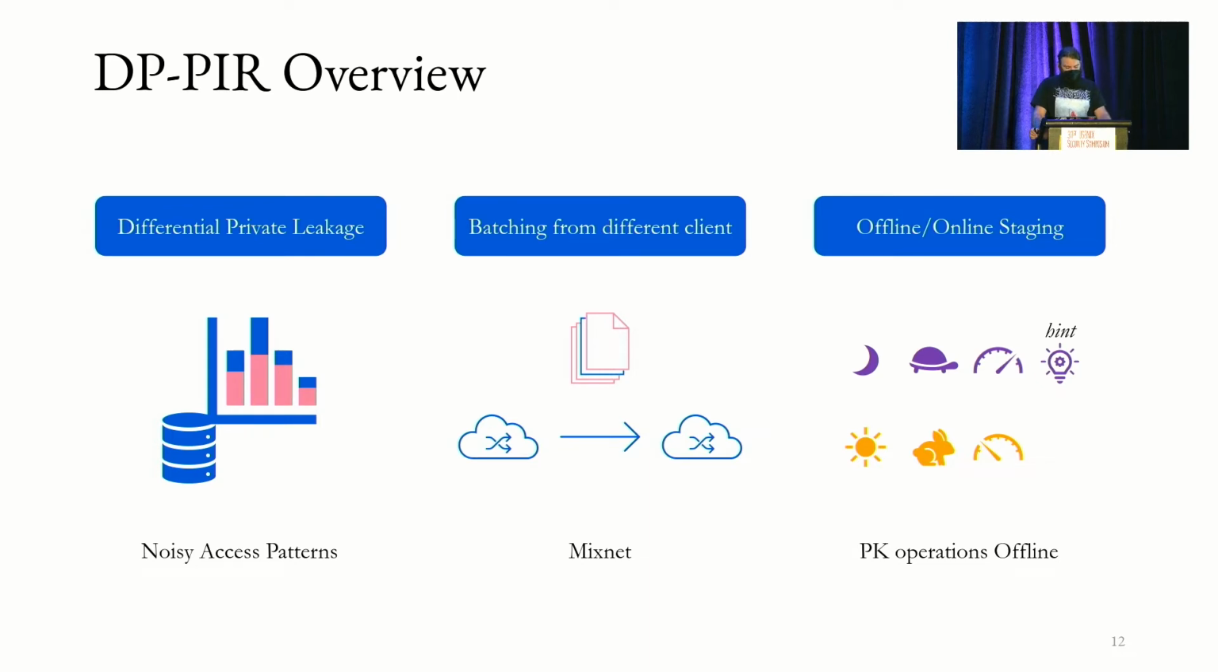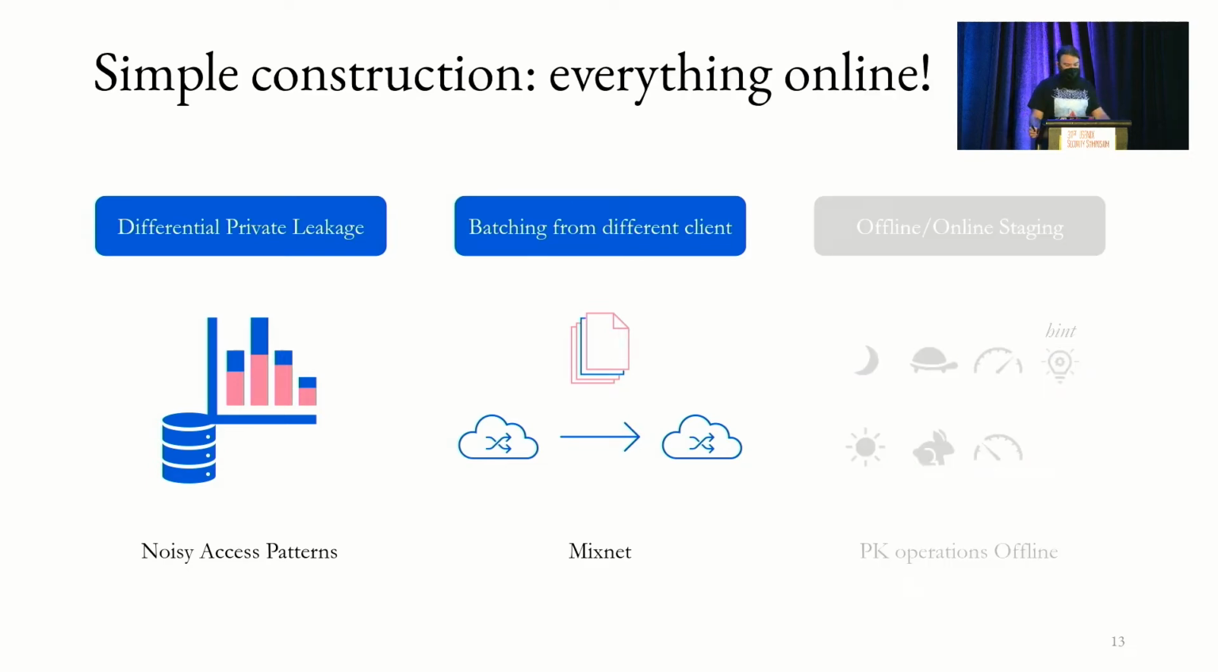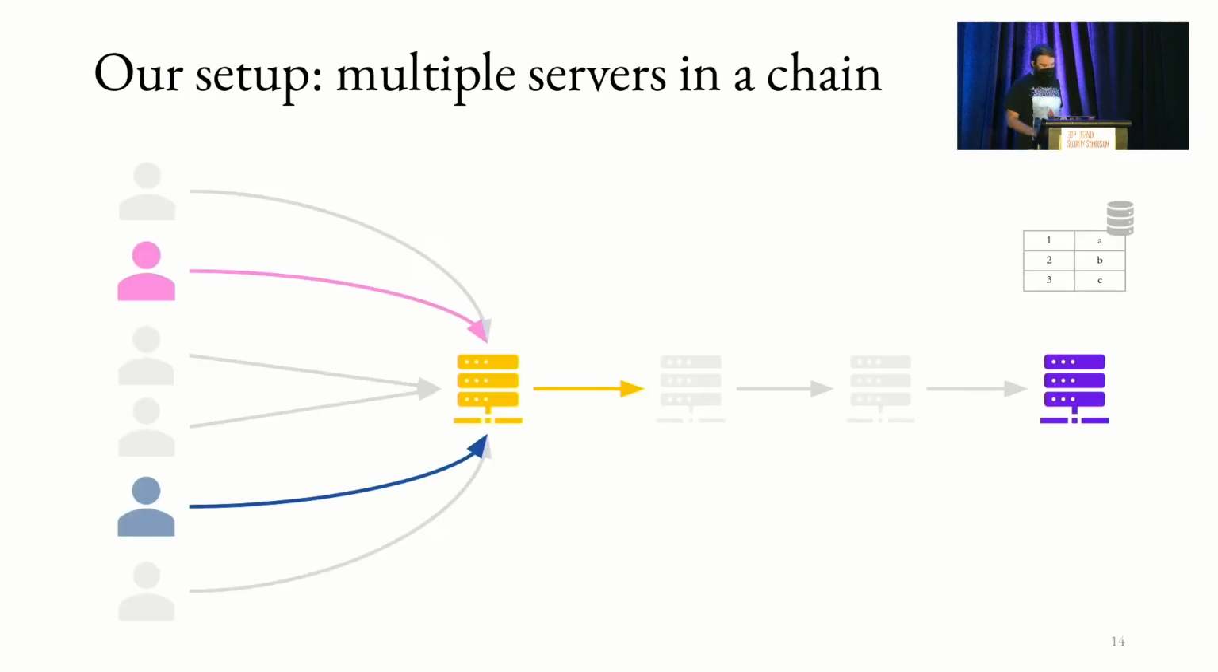protocol batches the queries from the different users and shuffles them using a mixed net design. And finally, we move all expensive public key operations to an offline stage, which can be carried out during off-peak hours, so that our online stage uses only a few arithmetic operations per query. For presentation purposes, I'll show a simpler construction that uses only the first two techniques, but carries out all operations online, including the public key ones. And I'll briefly discuss how we do this online-offline design afterwards.